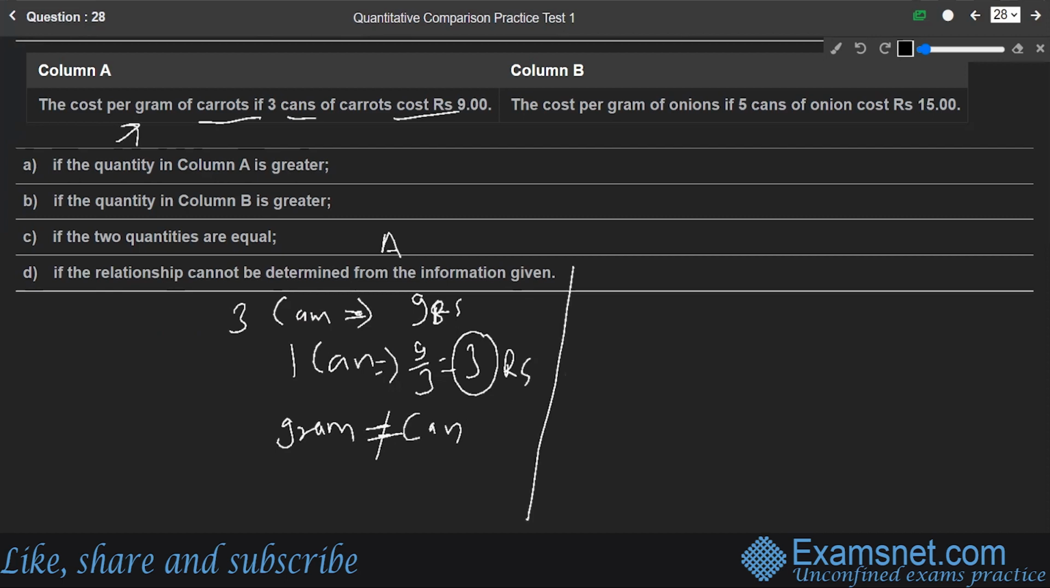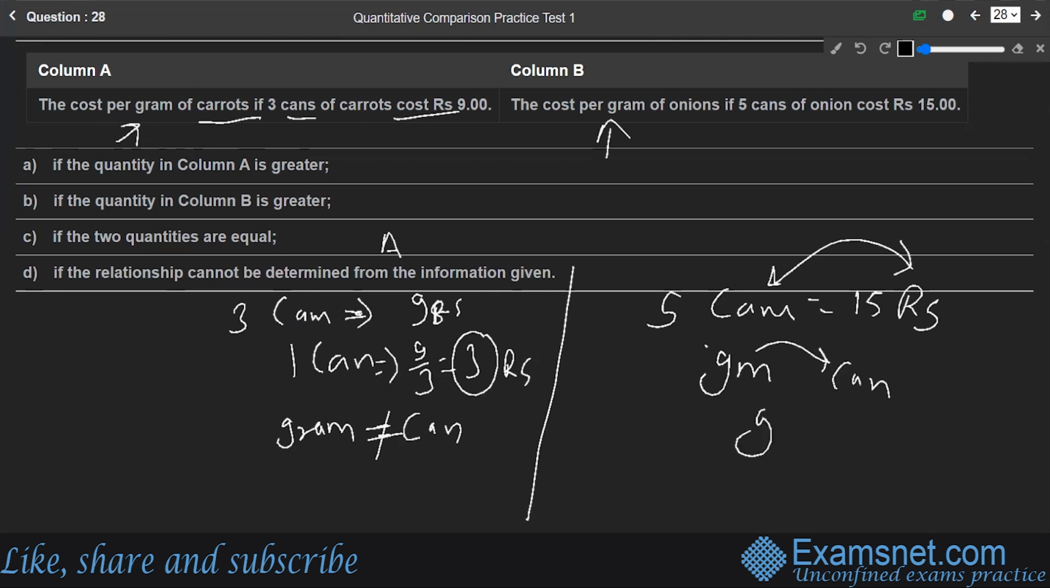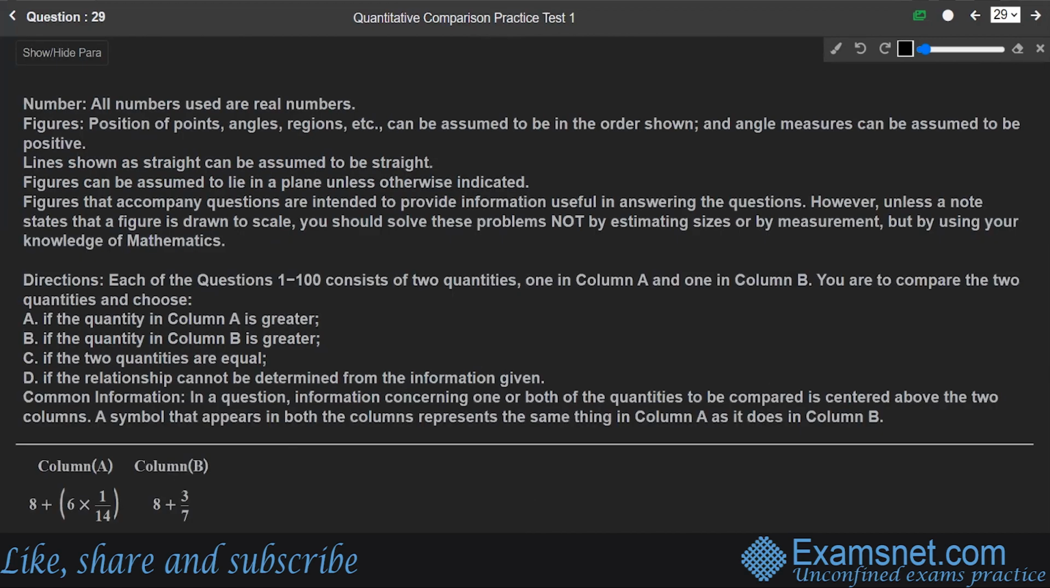Let us see column B. Cost per gram of onion, if 5 cans of onion cost 15 rupees. 5 cans is equal to 15 rupees. So clearly the connection between cans and rupees is given. They're asking for cost per gram. So there has to be a connection between gram and can, or between gram and rupees, but that is not given, not provided. So clearly we cannot establish any relation because all the things are not given clearly. So that's why the option becomes option D. Information is not sufficient.